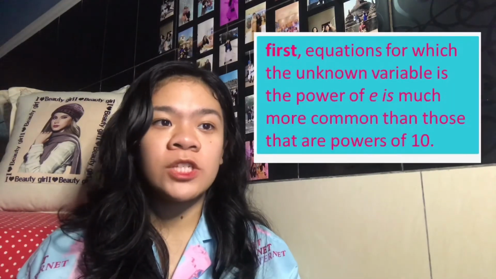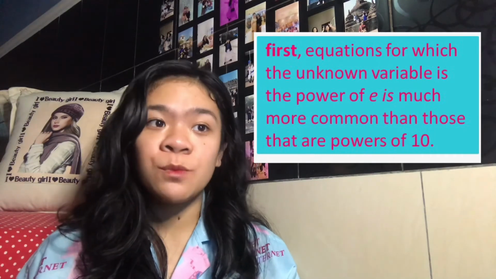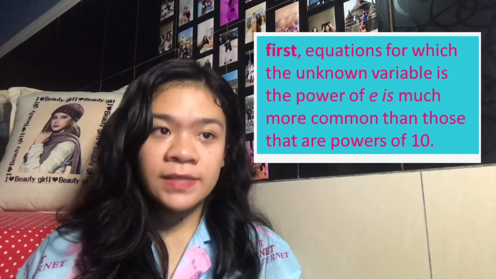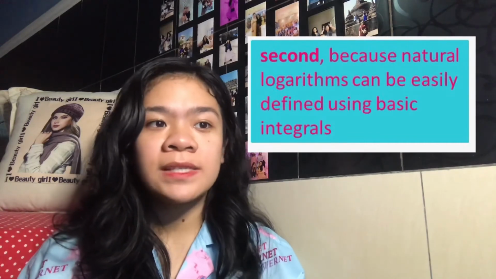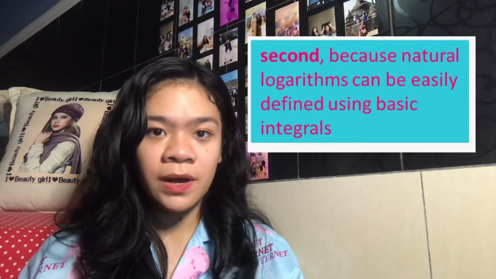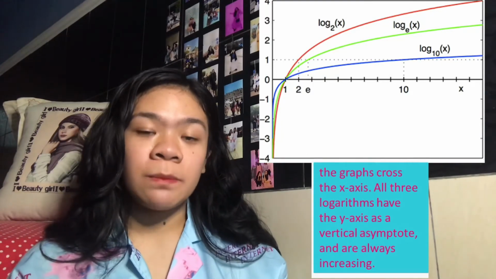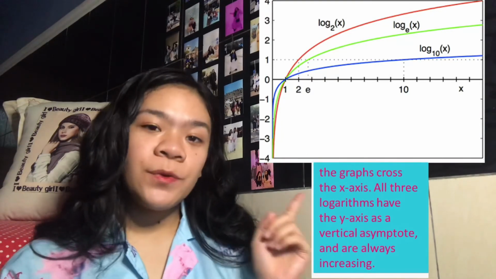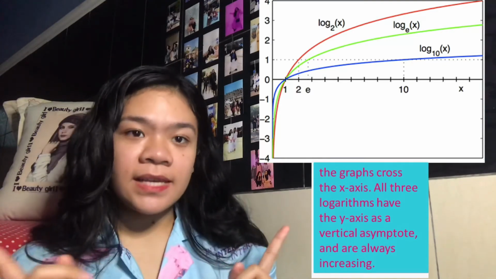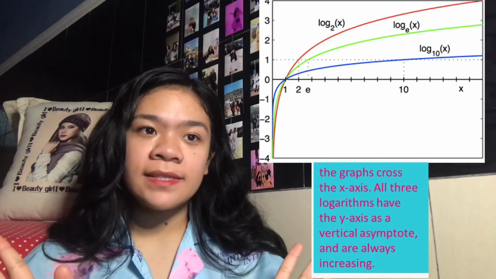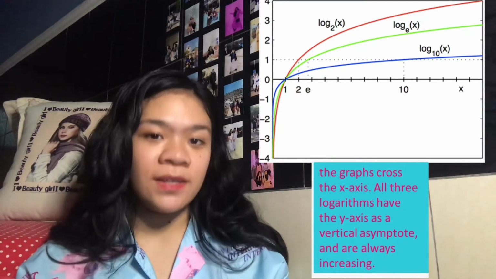First, equations for which the unknown variable is the power of e are much more common than those that are powers of 10. And second, because natural logarithms can be easily defined using basic integrals. So now we can see the graph of logarithmic functions with base 2, e and 10. The graphs cross the x-axis, and all three logarithms have the y-axis as a vertical asymptote and are always increasing.